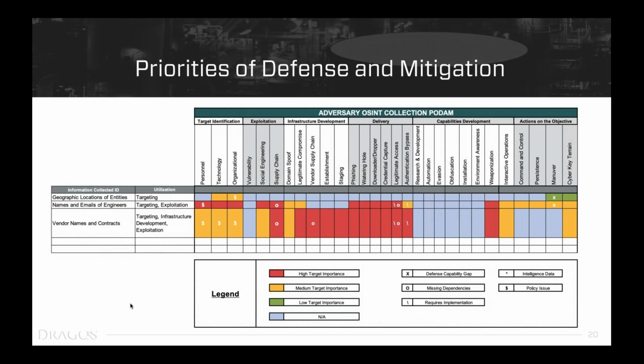And then there's also policy issues. Policy issues can be either regulatory, governmental, or possibly an organizational policy issue.